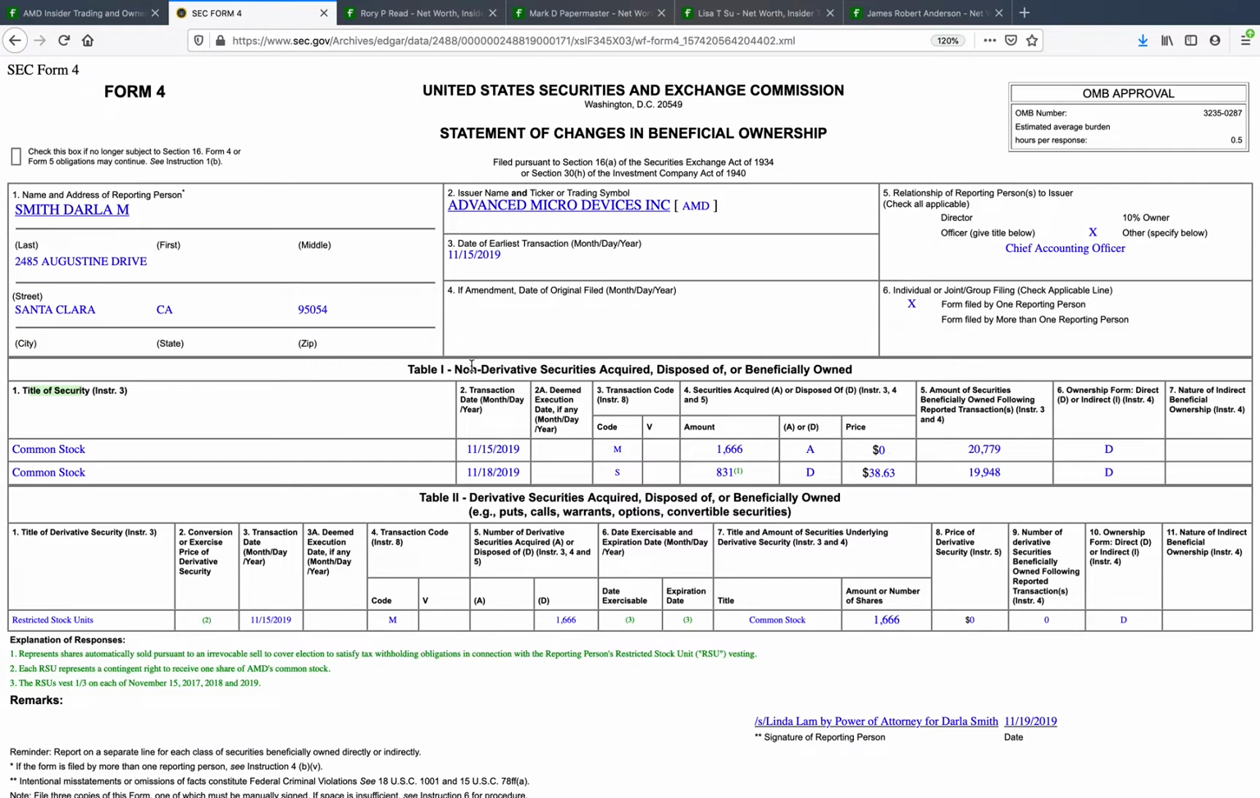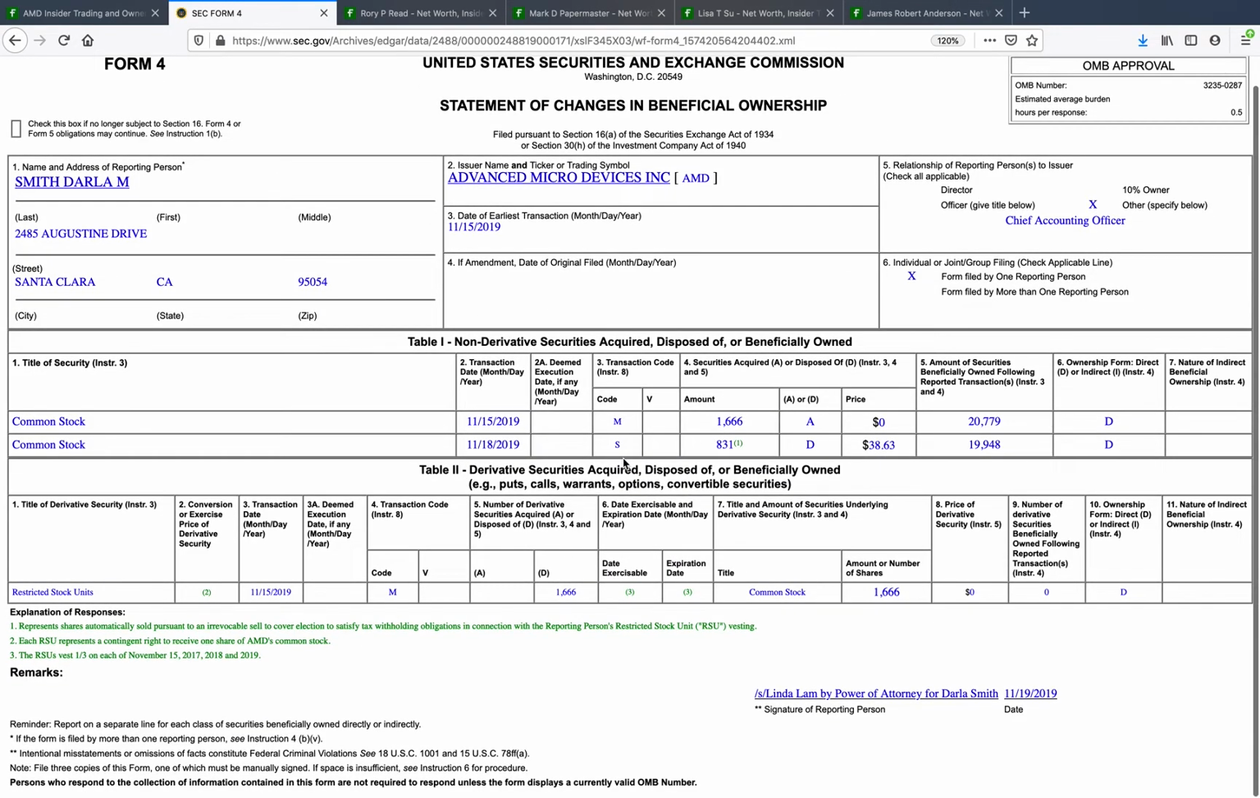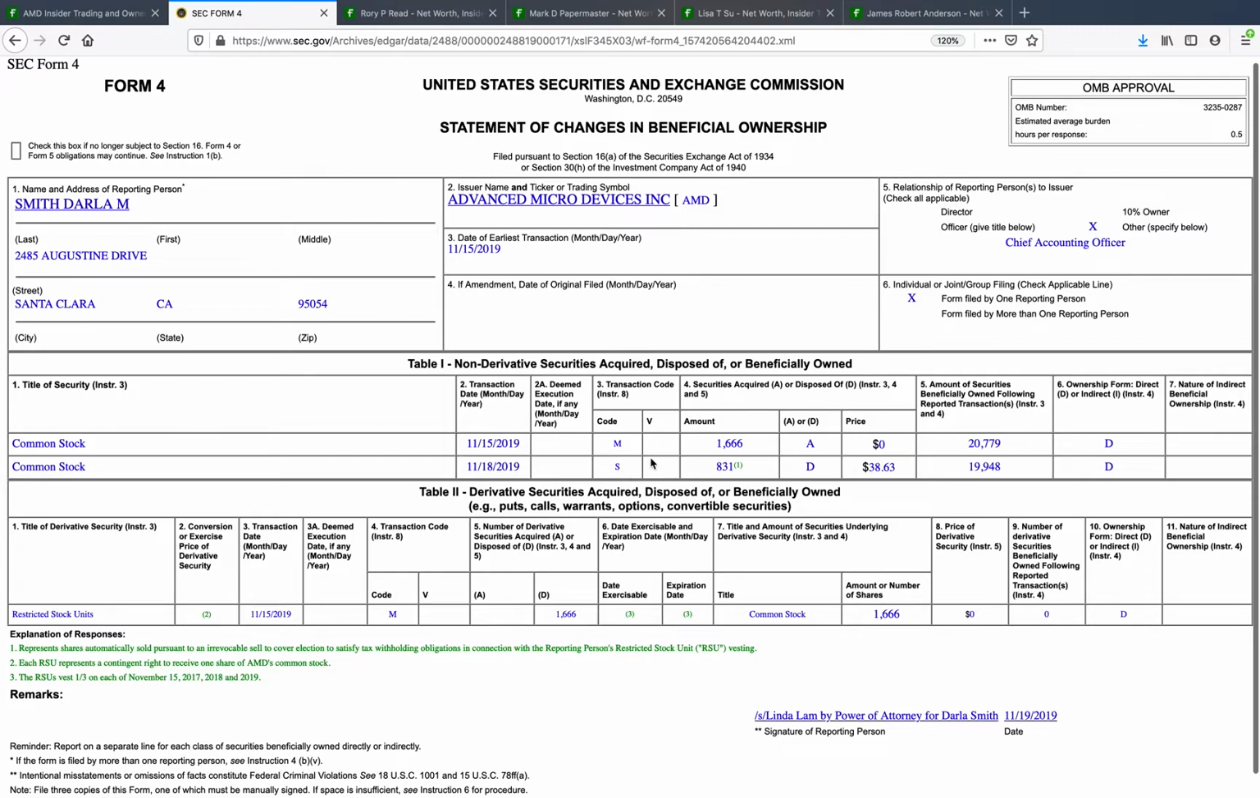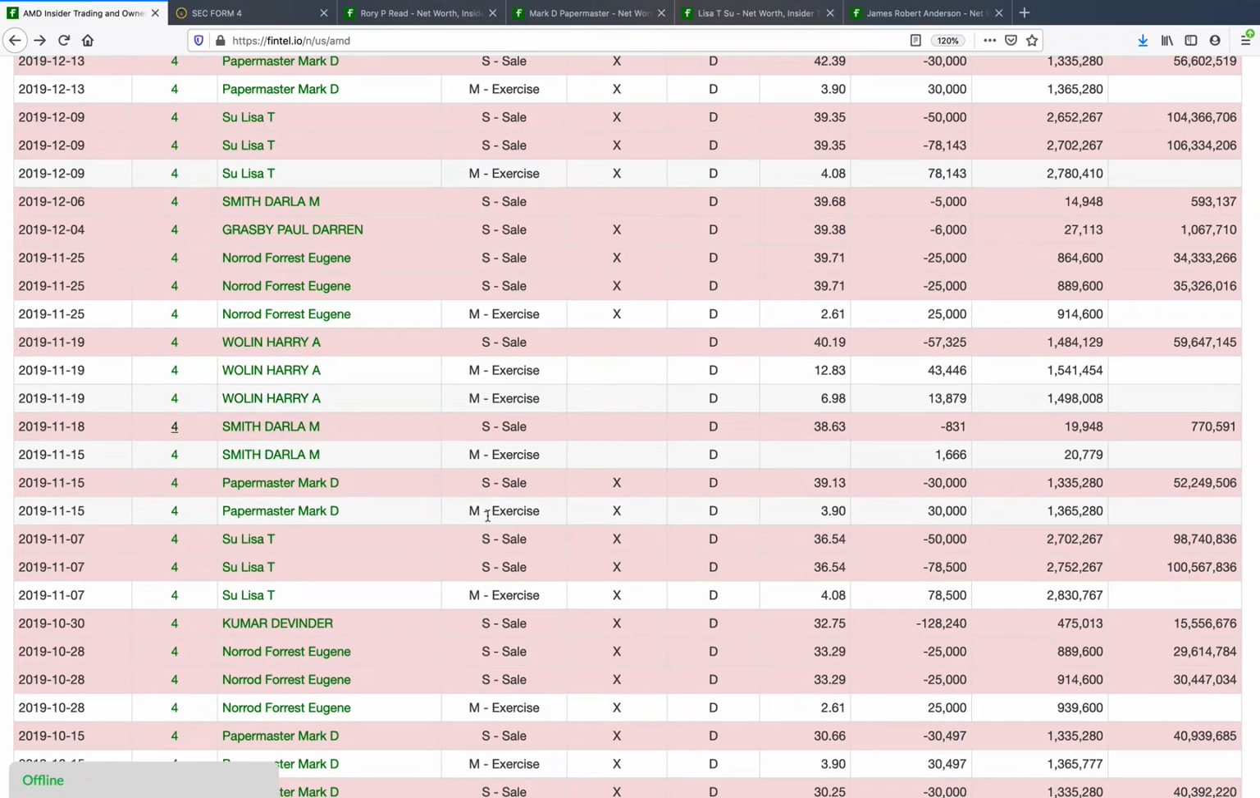Table 1 is the non-derivative securities acquired, disposed of, or beneficially owned. And this is basically shares of the underlying stock. So it would be shares of common stock, AMD, the stock that you and I are most familiar with. You can see here that the transaction date was on the 15th and the 18th, code M and code S. M, I can't remember exactly what it is off the top of my head, but S is a sale. If you go back over here, M is an exercise.